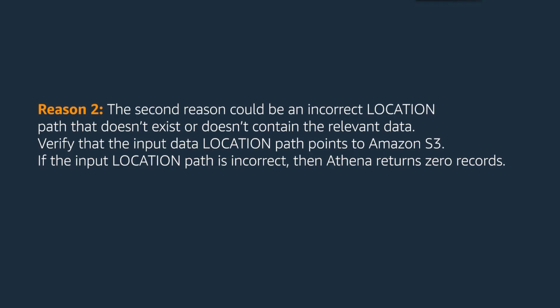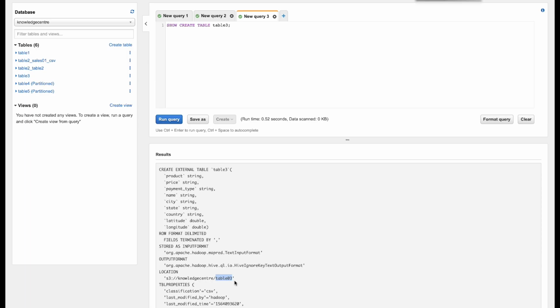Reason 2. The second reason could be an incorrect location path that doesn't exist or doesn't contain the relevant data. Verify that the input data location path points to Amazon S3. If the input location path is incorrect, then Athena returns zero records. In the example here, the location provided is S3 knowledge center slash table 03. Well, in fact, the actual location is S3 knowledge center table 3, that is without the zero.